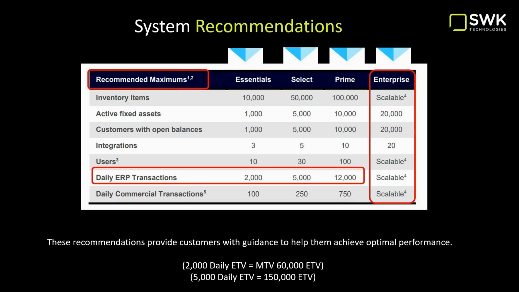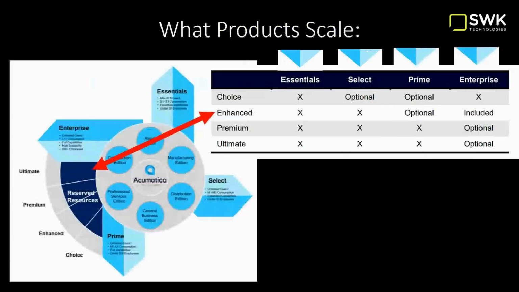I did a little monthly translation here: 2,000 ERP transactions on a daily basis translates to 60,000 ERP transactions, and then 5,000 daily commercial transactions translates to 150,000 ETBs. And the reason we talk about this is the next screen is going to show us how we're going to do this combination and what can go together.